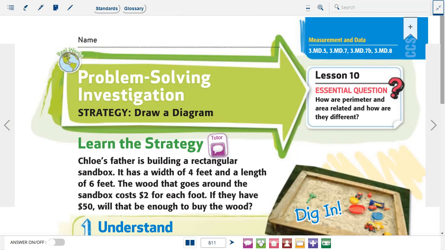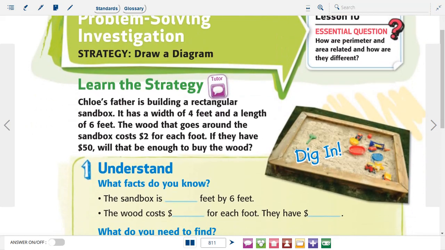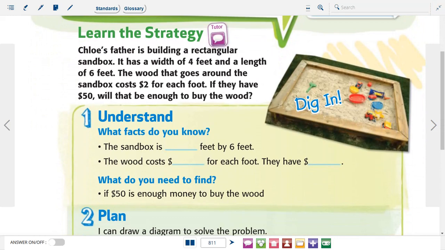Today we're going to take the last lesson in our book, which is lesson 10, page 811, problem solving investigation. Our strategy for today is to draw a diagram. So today the shape is not drawn for us, we have to draw it.